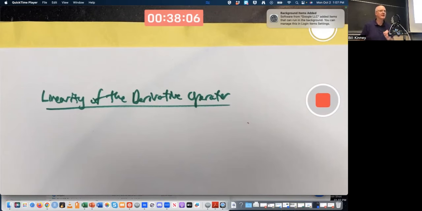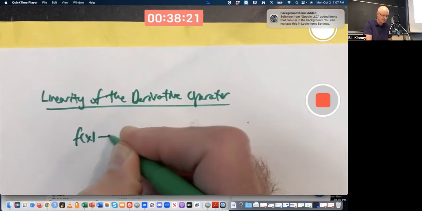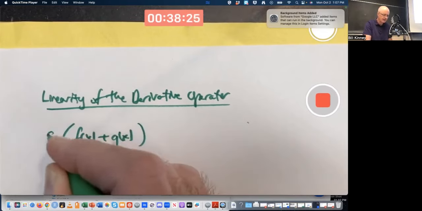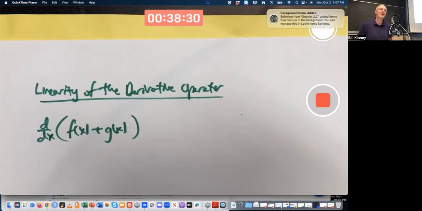The simplest way to think of it is in the case where you're trying to differentiate the sum of two functions. Say f of x plus g of x. You're wondering, what is its derivative with respect to x? What is d dx of f of x plus g of x? I'm using the d dx operator notation in front of it.